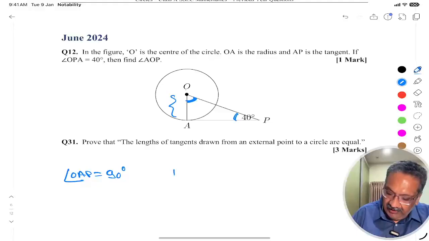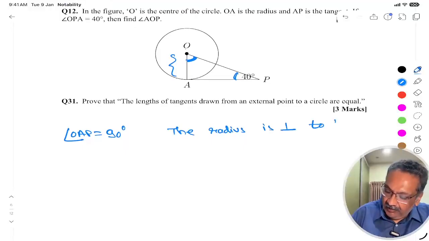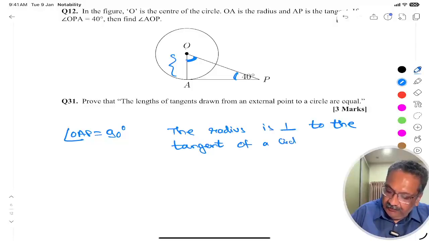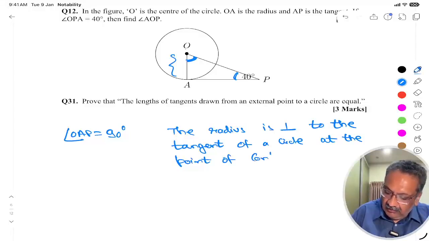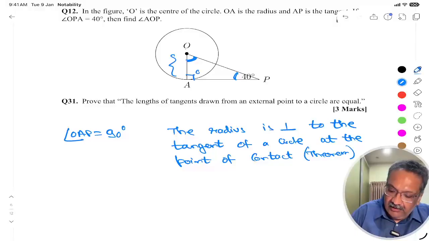Why? Reason being the radius is perpendicular to the tangent of a circle at the point of contact. This is a theorem. So we got this to be 90 degrees.